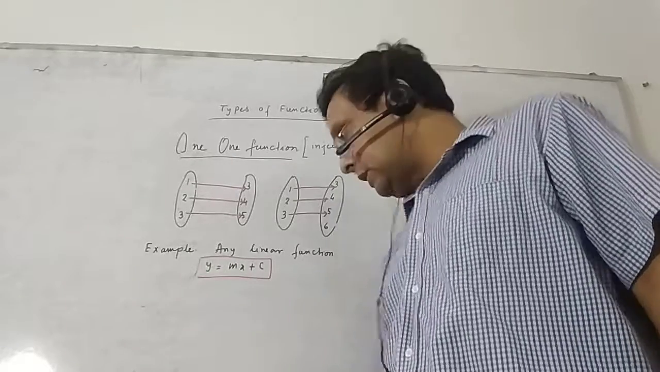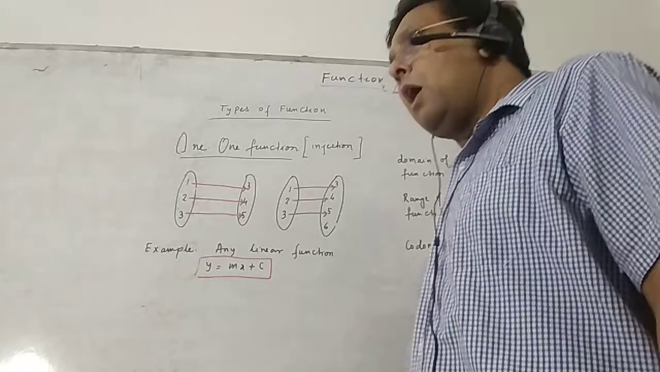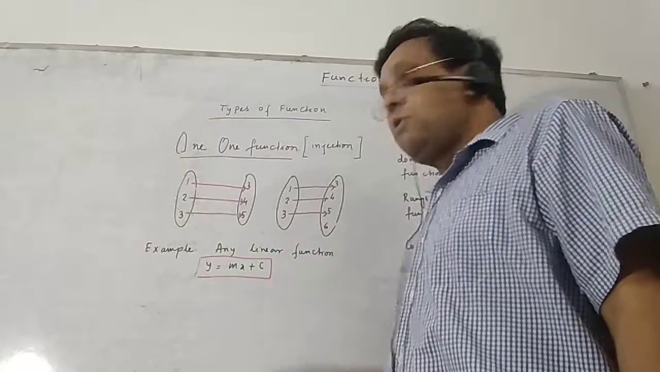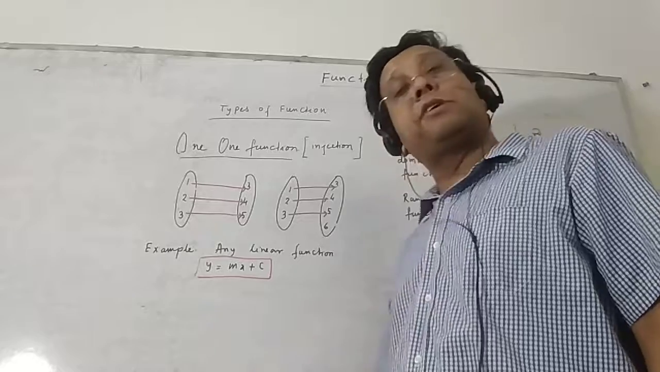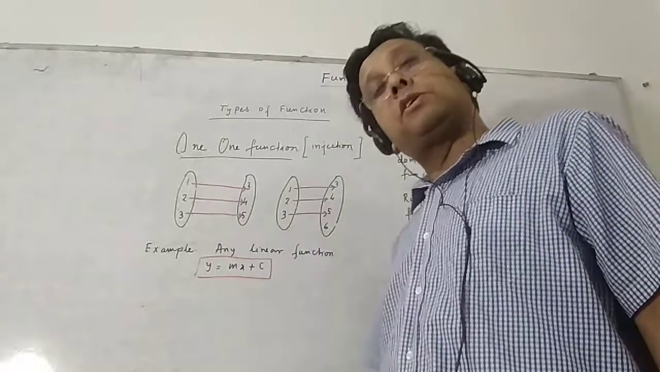In this way we can understand what is domain, what is range and what is codomain from the mapping of a function. Now, one clear-cut example of a one-one function is any linear function. Any linear function is itself a one-one function.